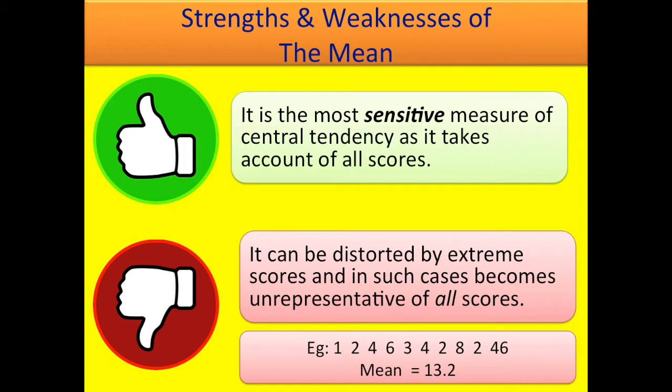A disadvantage of the mean is that it can be distorted by extreme scores, and in such cases becomes unrepresentative of all scores. So for example, supposing your data set was 1, 2, 4, 6, 3, 4, 2, 8, 2, 46. The mean, when you add up those numbers and divide by the number of scores, is 13.2, and we can see that 13.2 doesn't represent any of those scores. The 46 is what we call an outlier. It's an extreme score, and it has distorted the mean so that the mean doesn't actually show you the central point. It doesn't really represent the majority of scores for anybody.